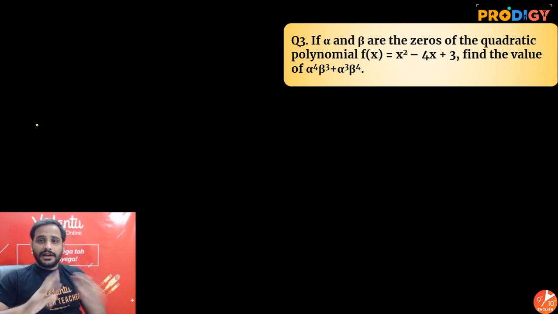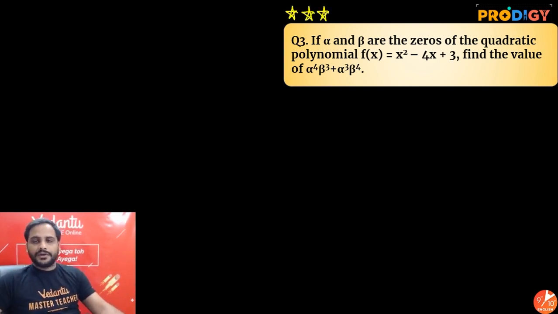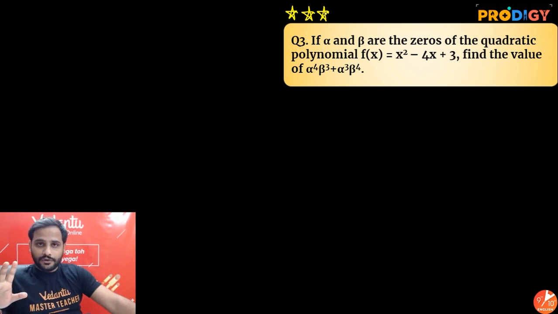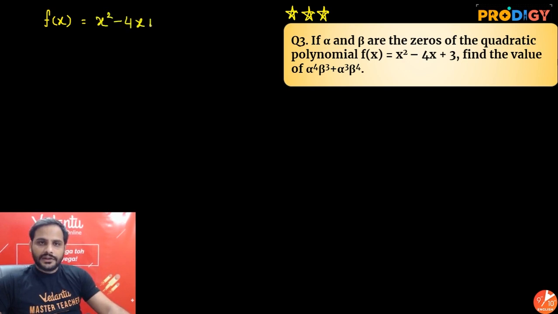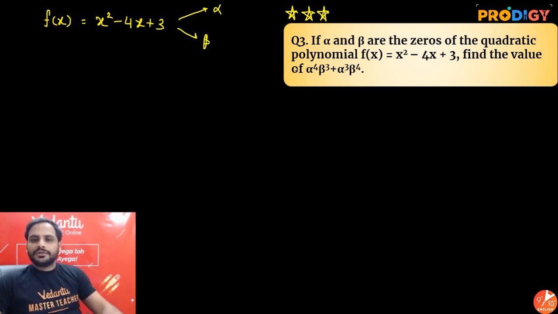Next question, look. This is a very good question. Awesome question. It is very important. What it is saying: alpha and beta are the zeros of this quadratic polynomial f(x) is equal to x square minus 4x plus 3. So we have a polynomial f of x equal to x square minus 4x plus 3, and it has two zeros. One is alpha, one is beta. Alright, and we want to find out this value.